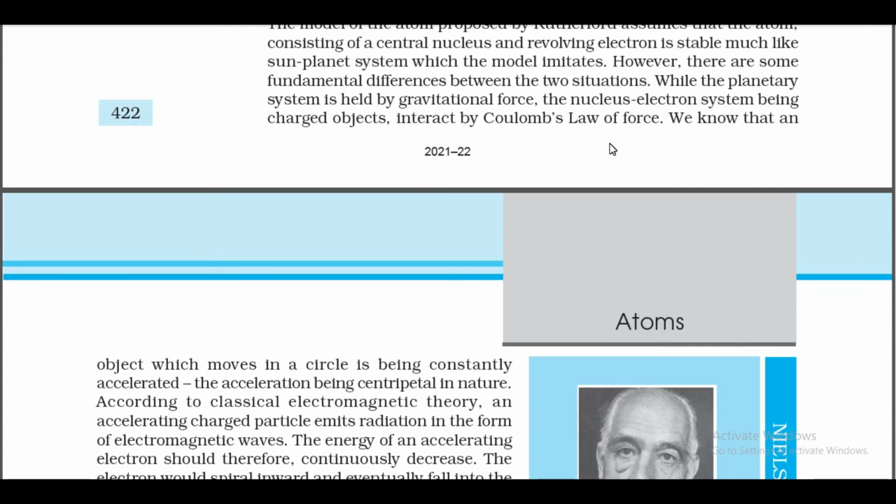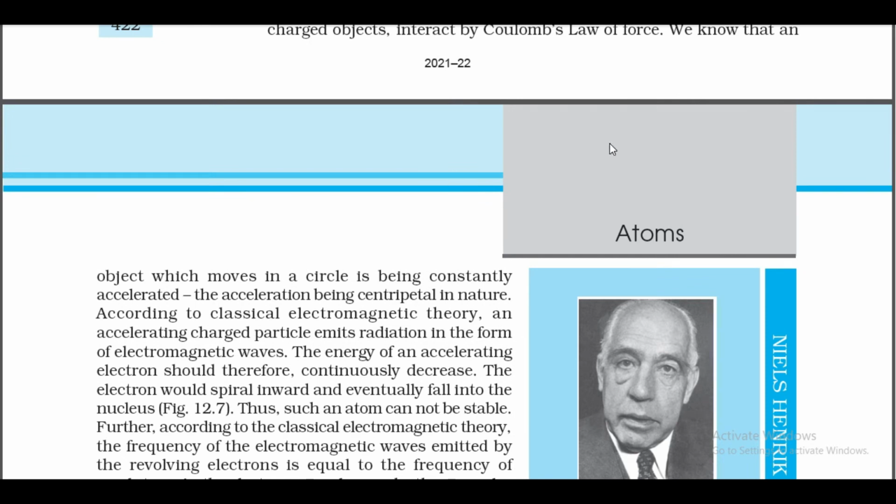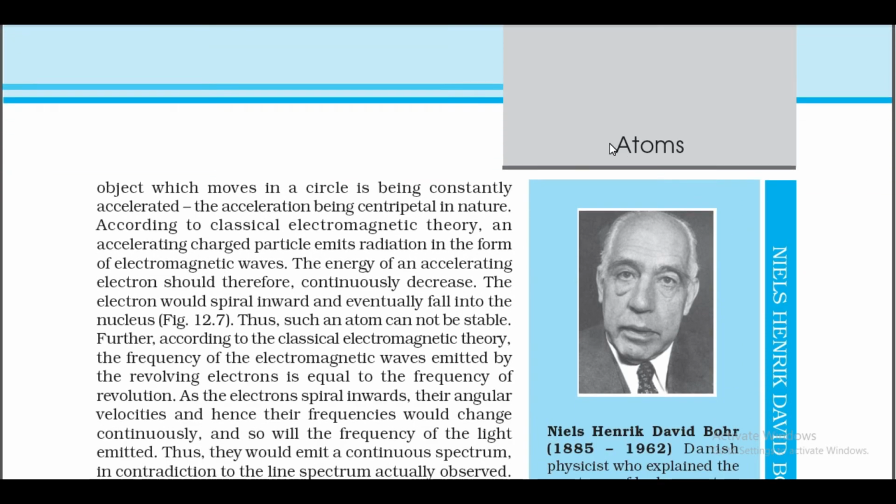We know that an object which moves in a circle is being constantly accelerated, the acceleration being centripetal in nature. According to classical electromagnetic theory, an accelerating charged particle emits radiation in the form of electromagnetic waves. The energy of an accelerating electron should therefore continuously decrease. The electron would spiral inward and eventually fall into the nucleus. Thus, such an atom cannot be stable.